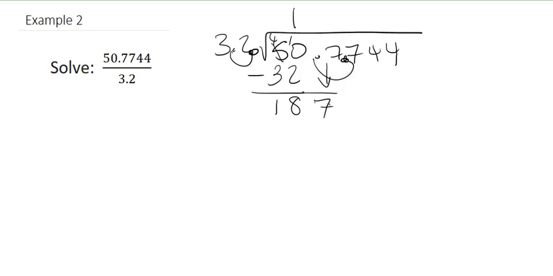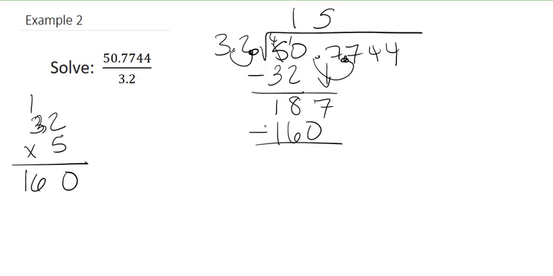Now we're going to carry the 7 down. So we're going to estimate 32 times 5 to see what this is. So 2 times 5 is 10. Carry the 1. 3 times 5 is 15 plus 1, which is 16. So 32 times 5 equals 160. So let's do this subtraction problem, which we get 27 from this. Then we also have to bring down the next 7.